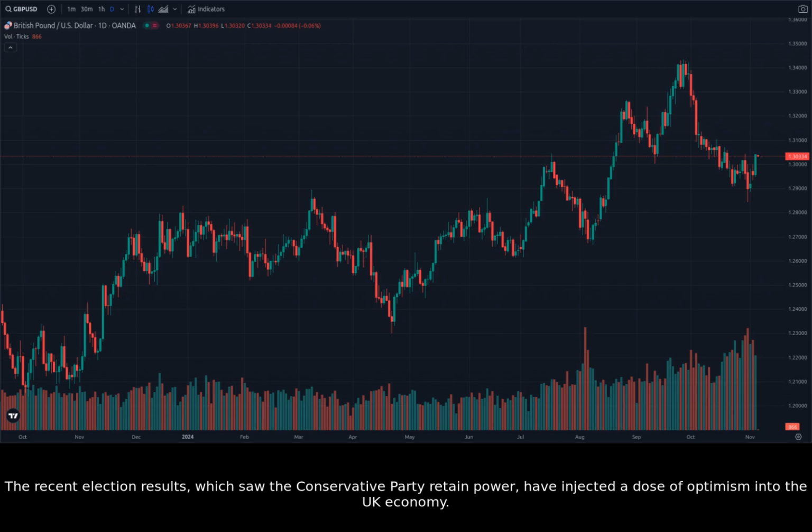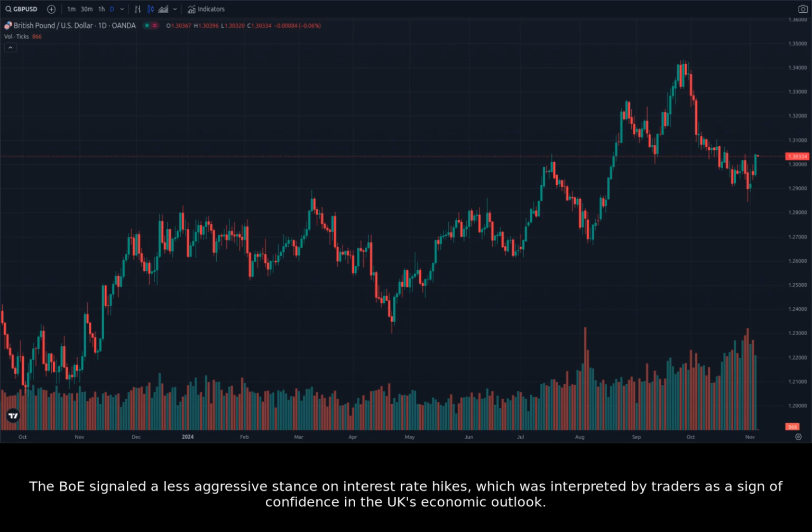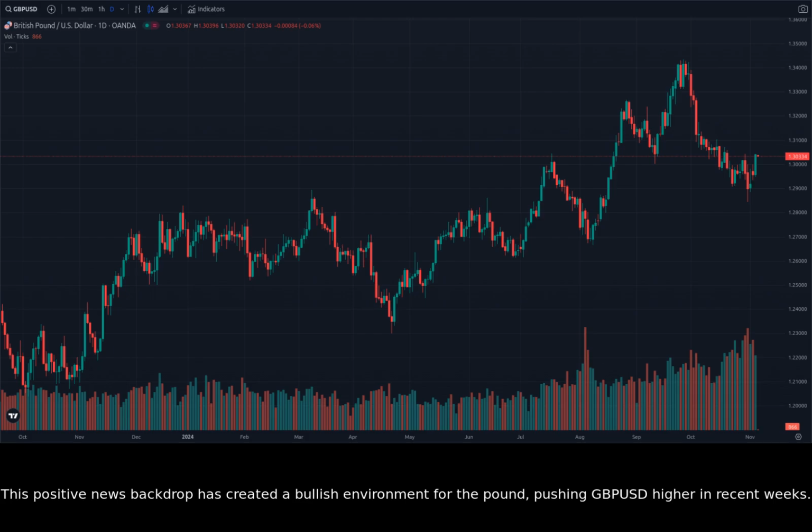The recent election results, which saw the Conservative Party retain power, have injected a dose of optimism into the UK economy. Investors are confident in the Conservative Party's commitment to fiscal stability and economic growth. The Bank of England's recent monetary policy statement also contributed to the pound's bullish sentiment. The BOE signaled a less aggressive stance on interest rate hikes, which was interpreted by traders as a sign of confidence in the UK's economic outlook. This positive news backdrop has created a bullish environment for the pound, pushing GBPUSD higher in recent weeks.